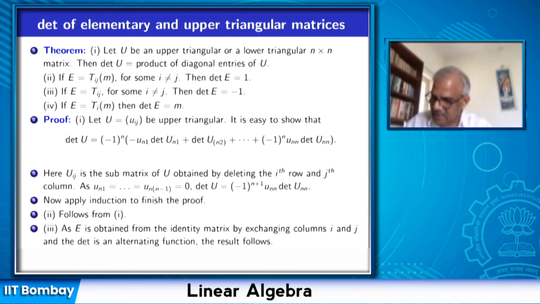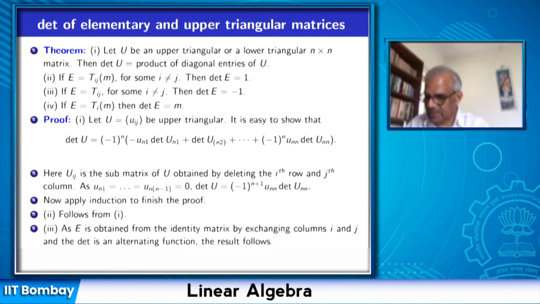In the third part, the determinant of a matrix which is obtained from the identity matrix by interchanging the ith row and jth row, by the alternating property, is minus 1. And the second part follows by the fact that it is an upper triangular or lower triangular matrix, so its determinant is the product of the diagonal entries, and the entries of the elementary matrix E are all 1 on the principal diagonal. So its determinant is 1. Okay, so we know the determinant of elementary matrices.